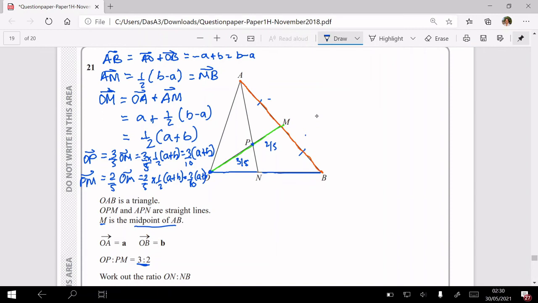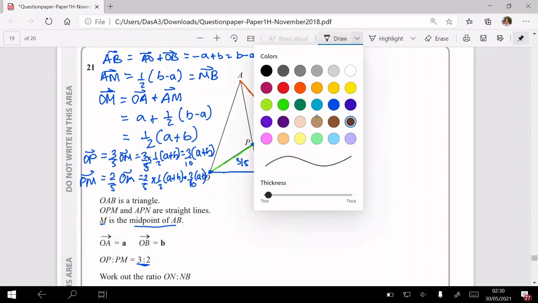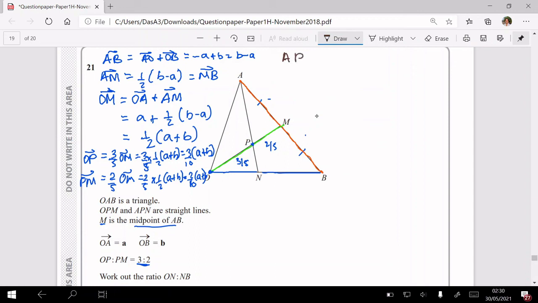So we have just worked out OP and PM. Now you need to work out what AP is. AP is equal to AO plus OP, which is minus A plus 3/10 (A plus B). We just figured out OP here, right? So that simplifies to give you minus 7/10 A plus 3/10 B.